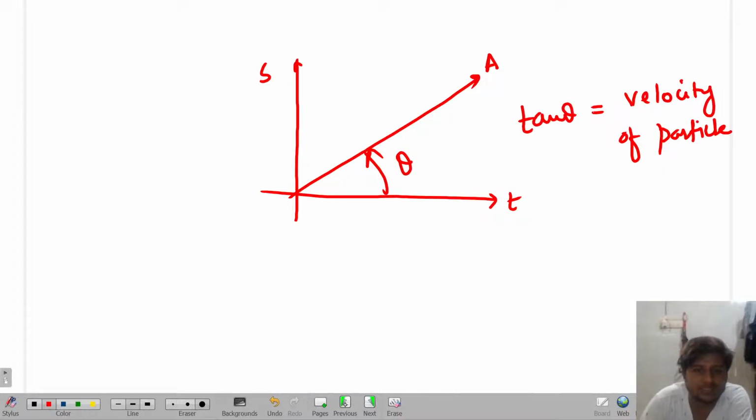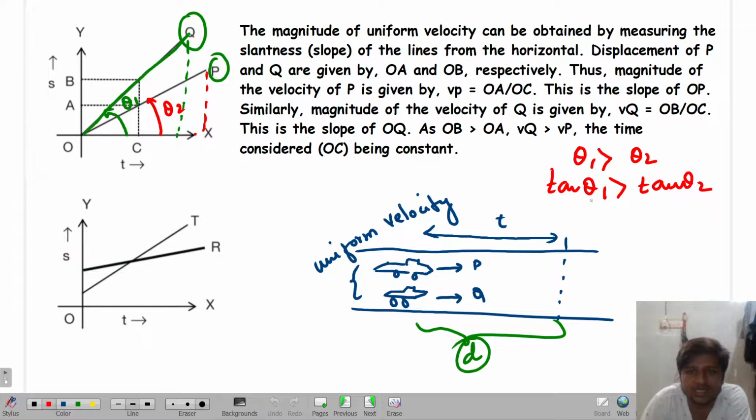So look over here. In this case also, what will tan theta 1 represent? This tan theta 1 is going to represent the velocity of particle Q, while tan theta 2 is going to represent the velocity of particle P. So what I observed is that the velocity of Q is more than the velocity of P. Remember that whenever this angle theta is with the time axis, remember which axis? Time axis. If this theta 1 is greater, then the particle will have extra velocity as compared to the particle which is moving with theta 2. Are you able to understand or not?